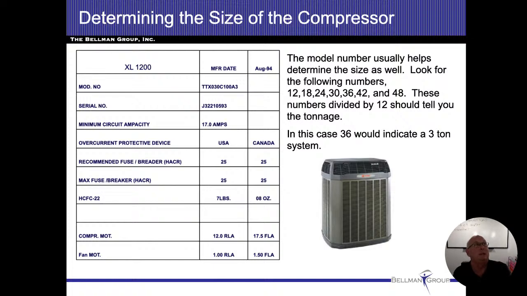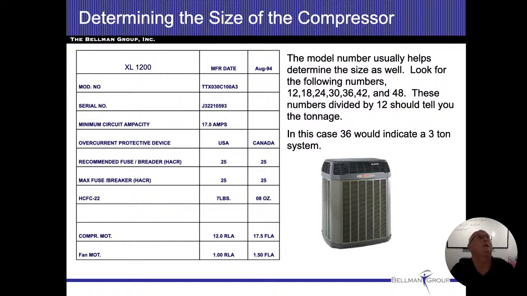But where it says maximum fuse on there, that's the maximum fuse. We don't want to find one smaller than that either, all right? We should actually try to be somewhere as close as we can to that fuse without going over. So here they give you a recommended fuse or recommended breaker as well. And that's also 25 amps that's written on there. The HCFC22, that they're talking about, is the refrigerant on there.